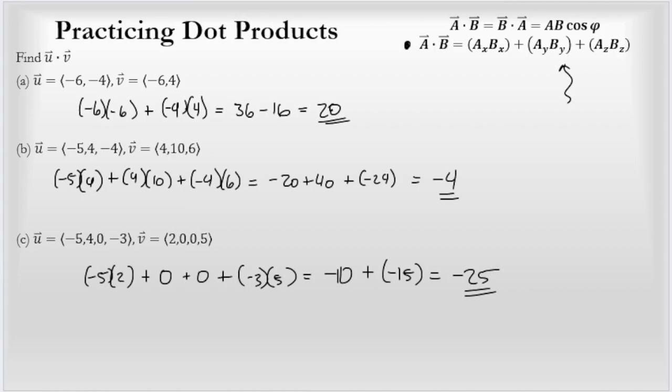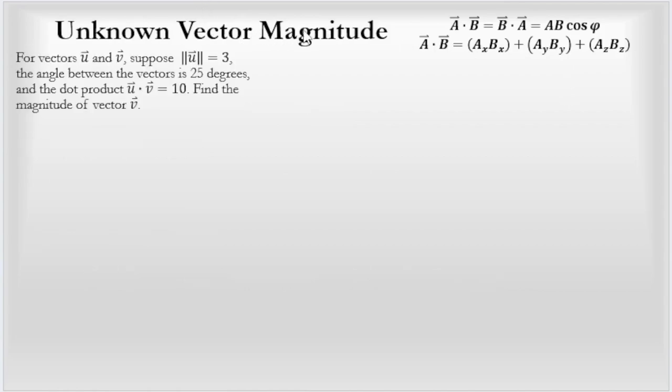The next problem here, unknown vector magnitude. Let's read this problem and see what they're asking, what they give us and what they're asking us to find. For the vectors u and v, suppose the magnitude of u is 3. So if I write this out, this is how I would write it.